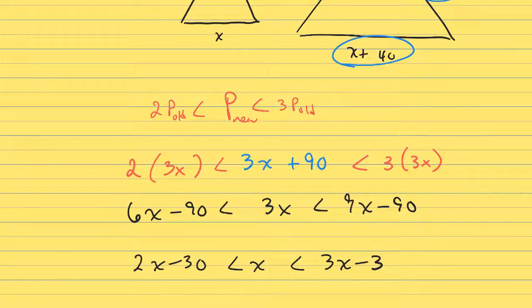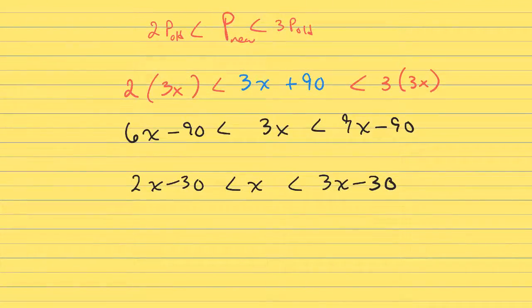No, right? And I should make this a 30 over here, right? Mm-hmm. I'm trying to think if there's a way I can do it without splitting. No, I definitely have to split this into 2 statements. So we have 2x minus 30 less than x, and x less than 3x minus 30.